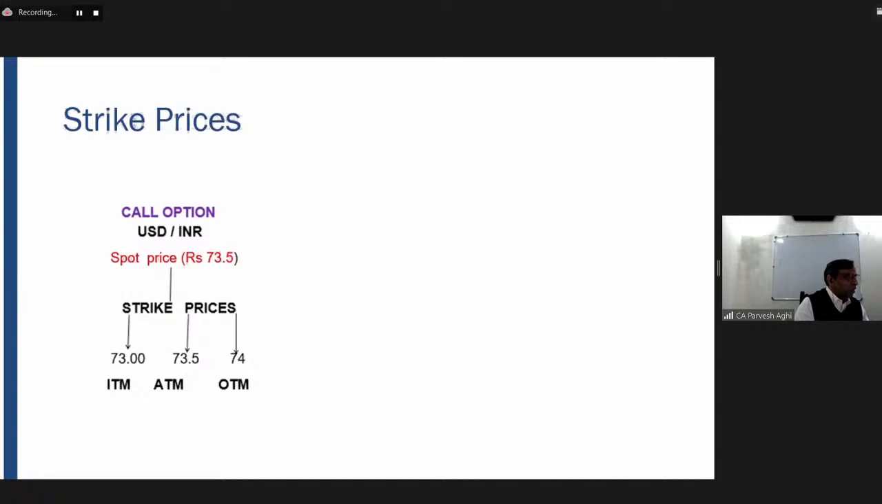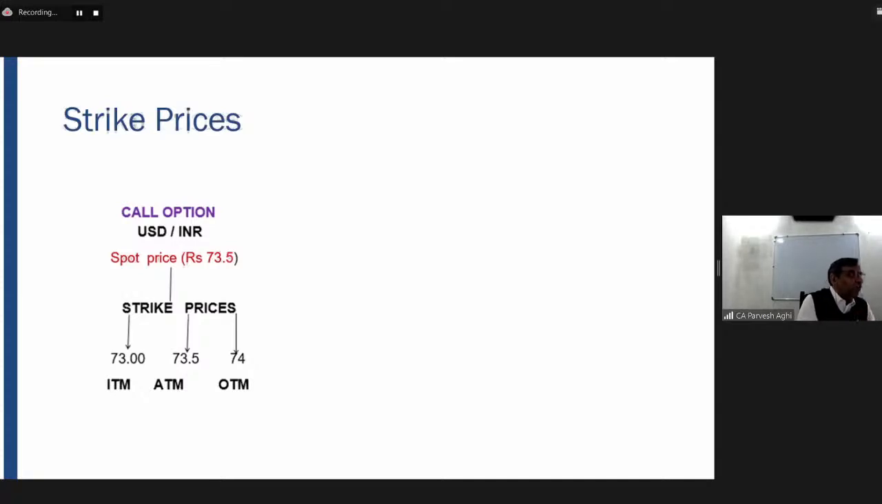Suppose the dollar goes from say 73.5 to say 80 rupees. What will be your profit? 7 rupees, which will be 80 minus 73, because you have chosen a strike price of 73. Isn't it? So it is already in the money. But if you choose a price of 73.50, your profit will begin at 73.5. So it is at the money.